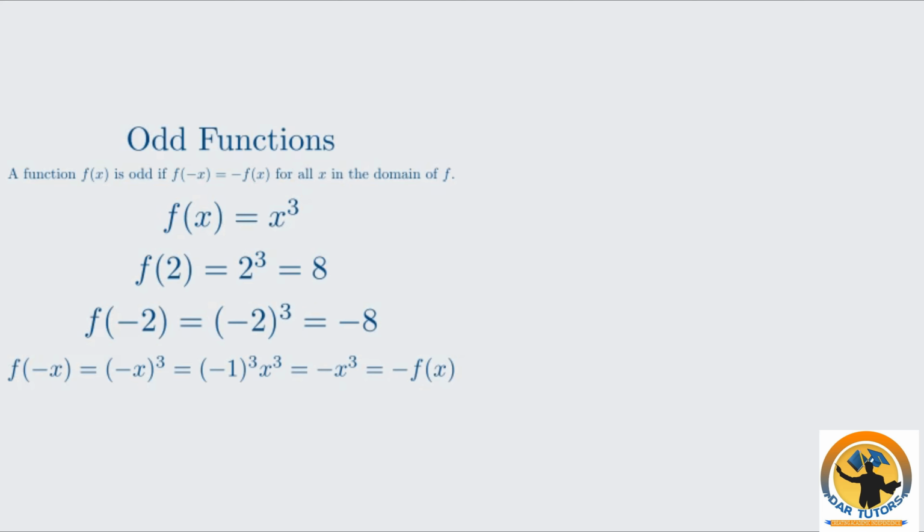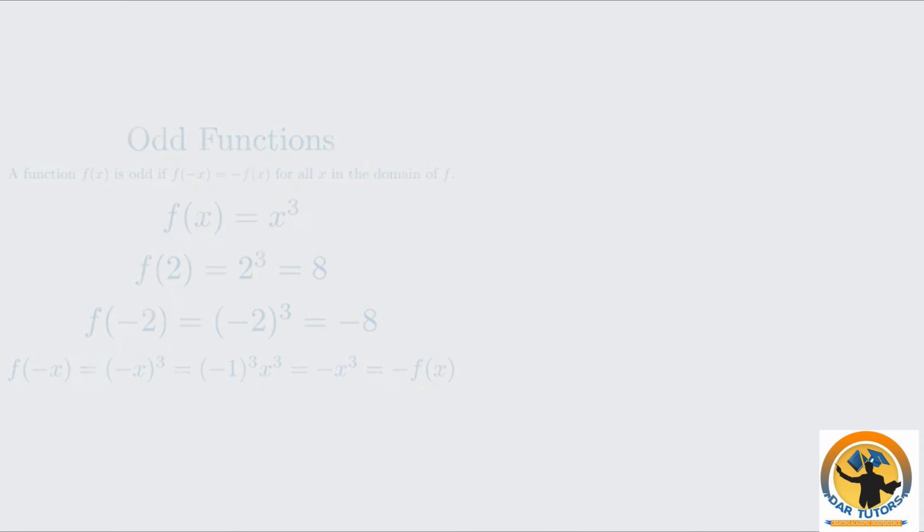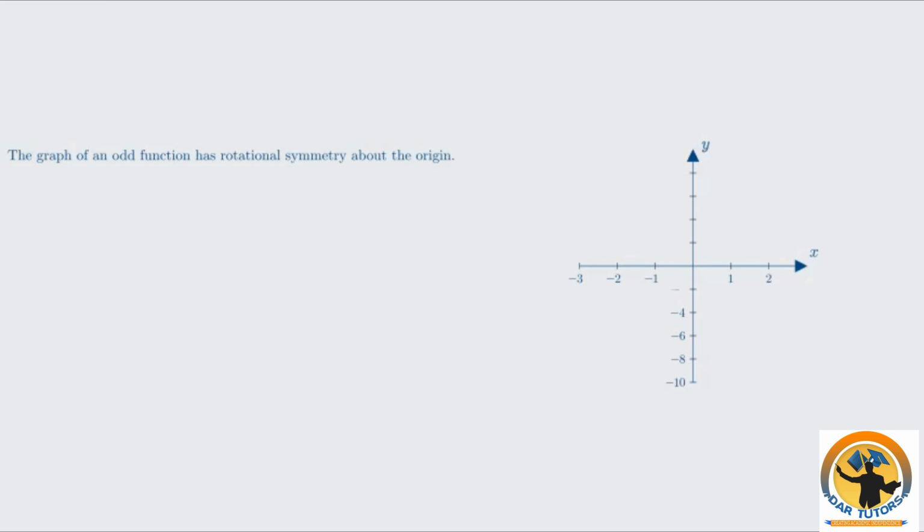Graphically, odd functions also have a unique symmetry. The graph of an odd function has rotational symmetry about the origin. This means if you rotate the graph 180 degrees around the point (0, 0), it will look exactly the same. For f(x) = x cubed, you can see this rotational symmetry.